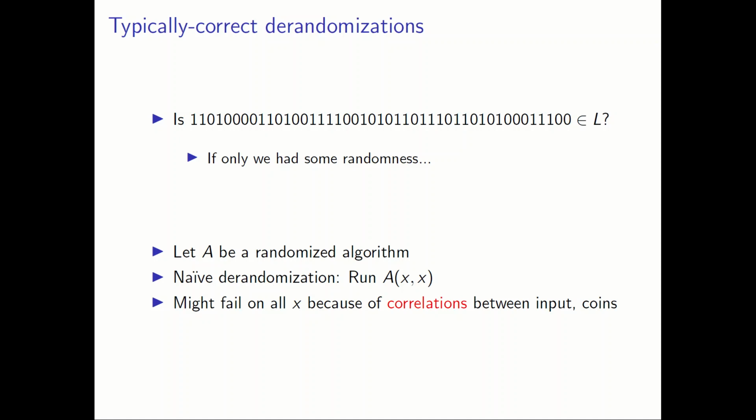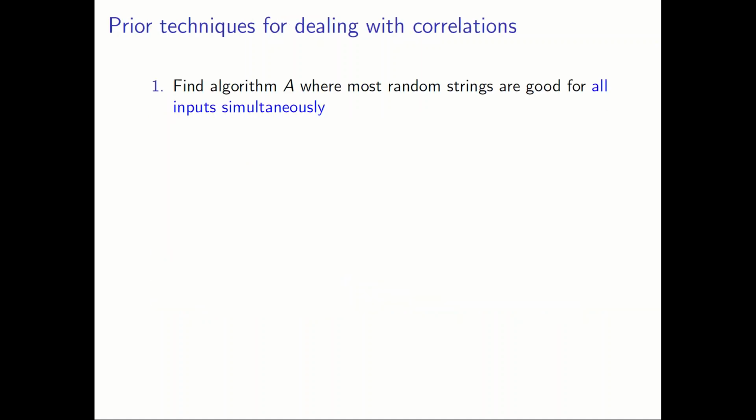So in order to prove any kind of typically correct de-randomization result, basically the game is we want to do something about these correlations. We want to somehow get rid of them or argue that they don't matter. And this has been done several times before in different settings. There have been a few different approaches for dealing with these troublesome correlations.